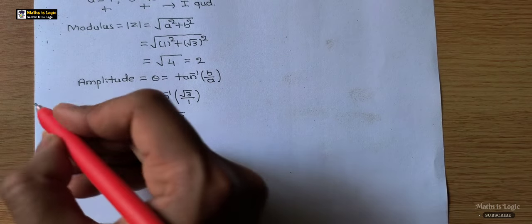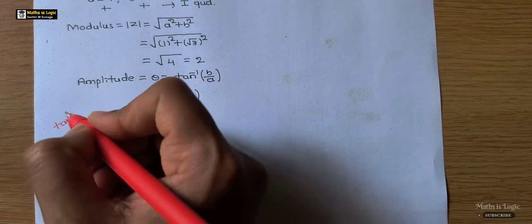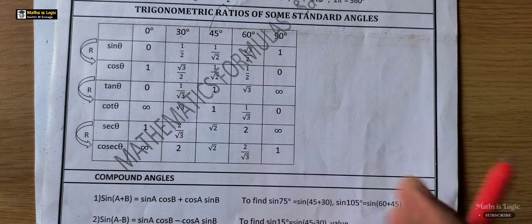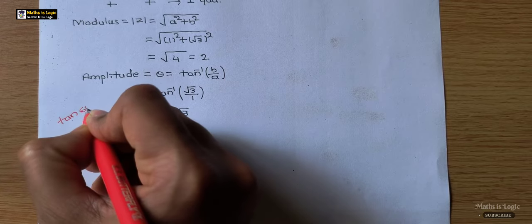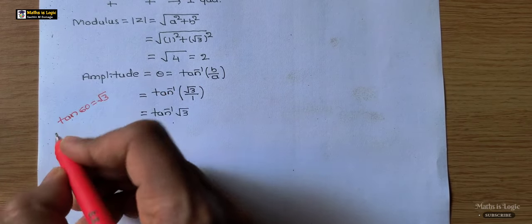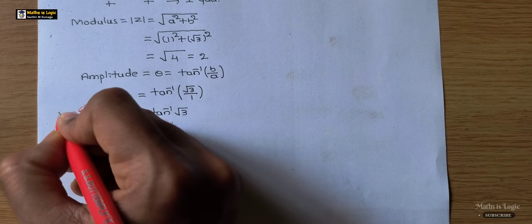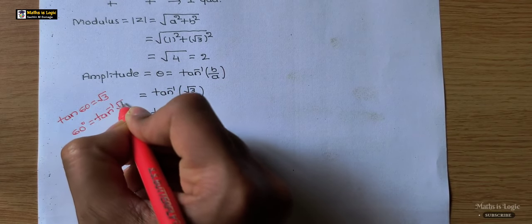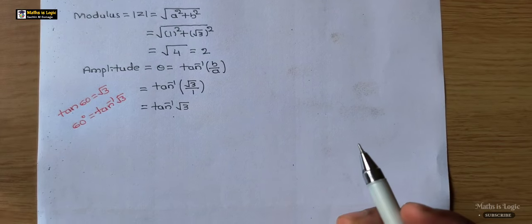Next, we know tan, which degree is root 3? 60 degree, correct? Tan 60 degree value is how much? Root 3. Therefore, tan 60 degree value is root 3. Therefore, 60 degree, if I keep it as it is, next if I shift tan to right hand side, tan becomes the inverse function. Therefore, tan inverse of root 3 is nothing but 60 degree.